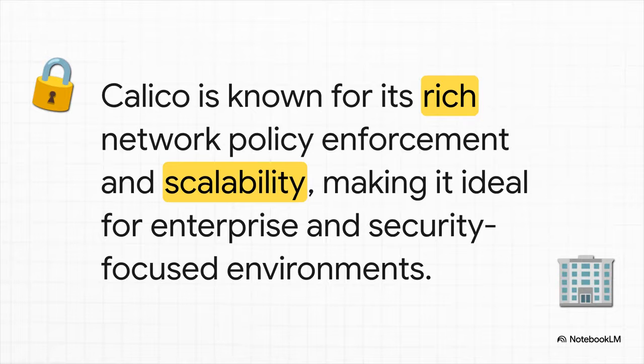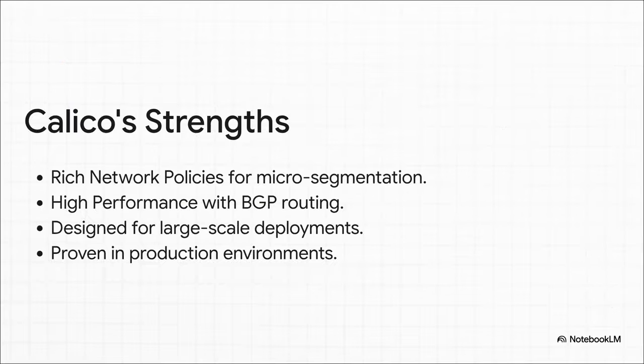Next up is Calico. Now, this is the CNI for the big leagues, for the enterprise, for regulated industries, or for anyone whose number one top priority is security. If you're putting on your Chief Information Security Officer hat, you're thinking about Calico. Calico's superpower is its incredibly rich network policy engine. It lets you slice and dice your network security with this concept called micro-segmentation.